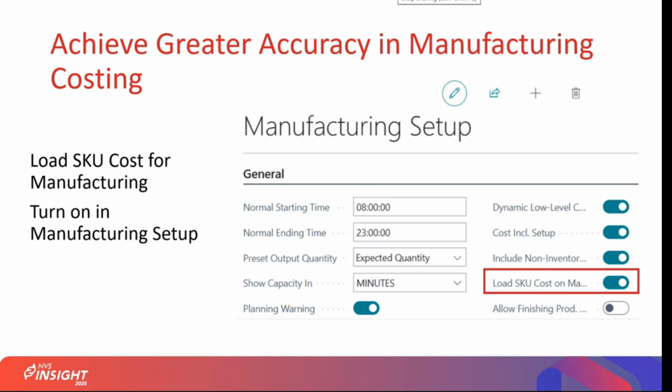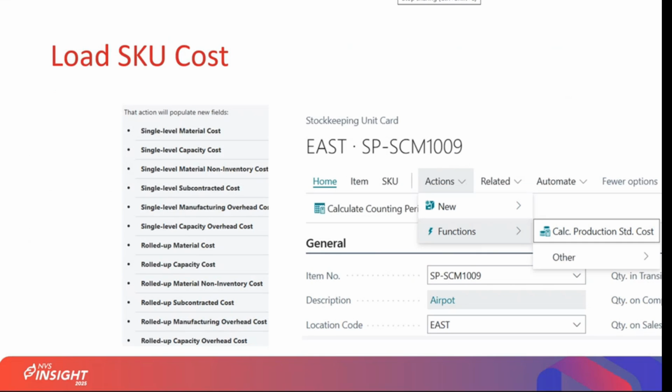The other part, so load the SKU cost for manufacturing. Again, we have to turn this on in manufacturing setup. And once we turn that on, when you do the calculate production standard cost from a stock keeping unit, it's going to populate all of these additional fields. You can see there's a whole list of it. So single level material costs, I'm not going to read them all, but you can kind of look through that list. It's a pretty extensive modification and nice feature.